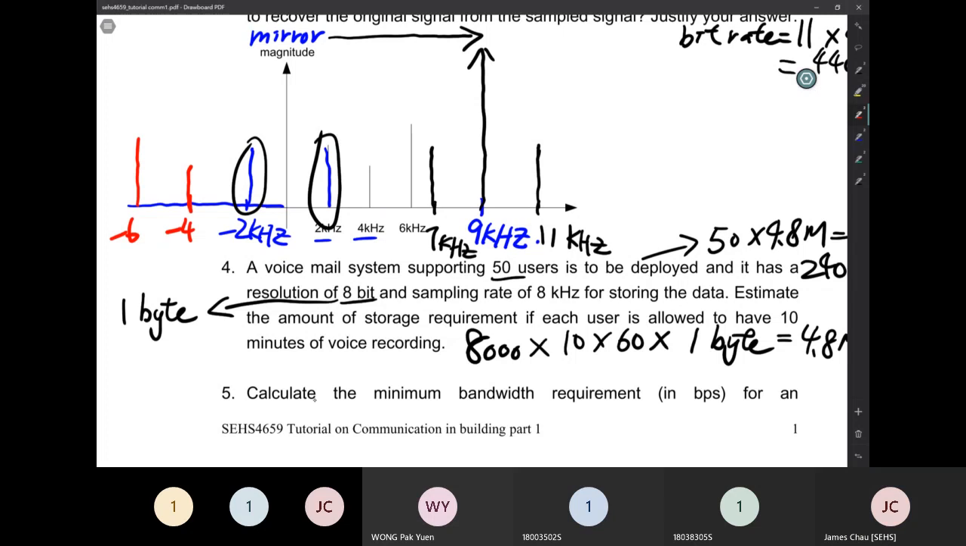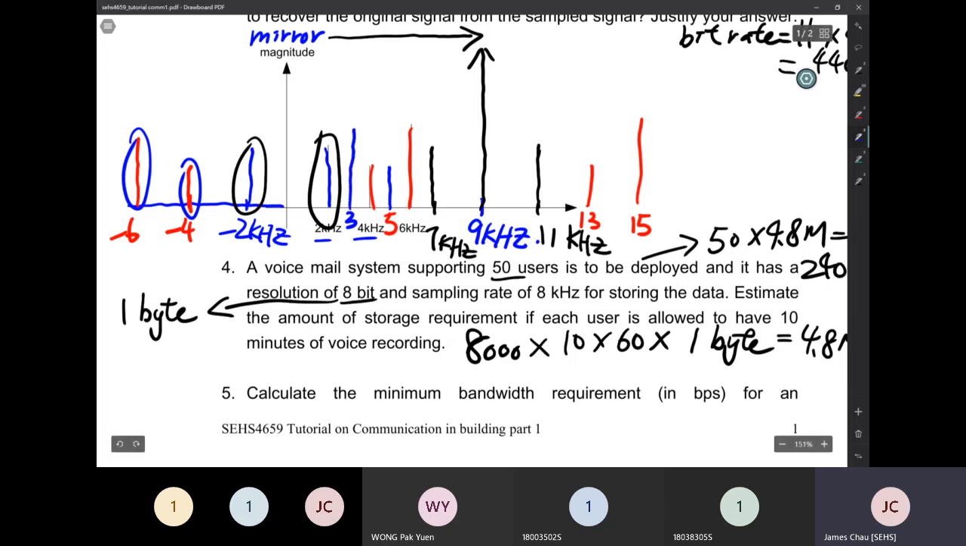Therefore, at 13K, at 15K, you have this spectrum. At 5K, you have this one. And at 3K, you have this one. Okay.